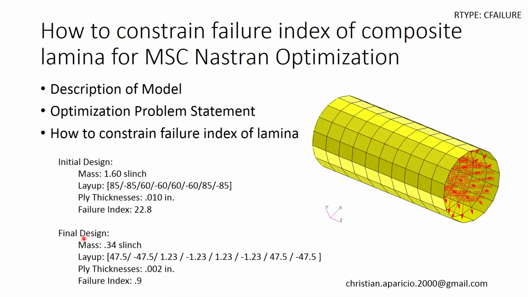Today we're going to go through the process of imposing a design constraint on the failure index if you were working with a composite laminate. By the end of the video, you'll find that the initial failure index of 22.8 will be constrained so that it does not exceed a value of 0.9. You'll also find out that the layup along with the thickness will vary through our optimization, and we'll eventually hit this new mass, layup, and ply thickness that you see here.